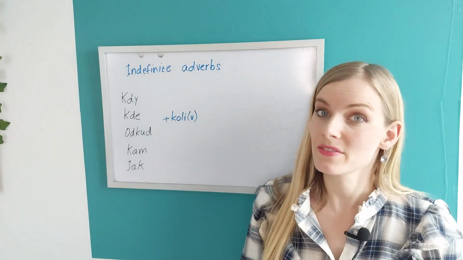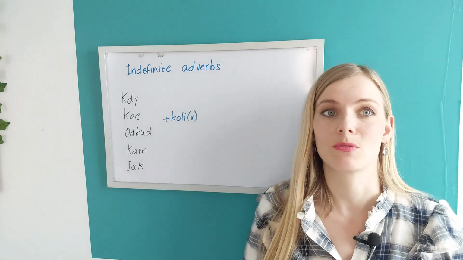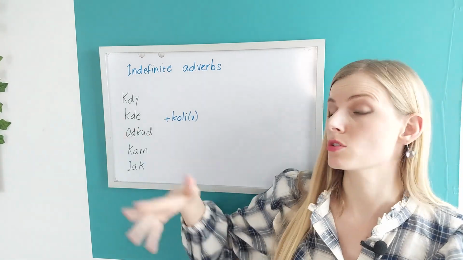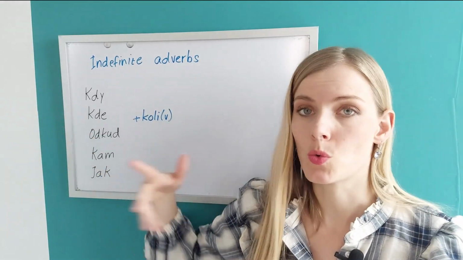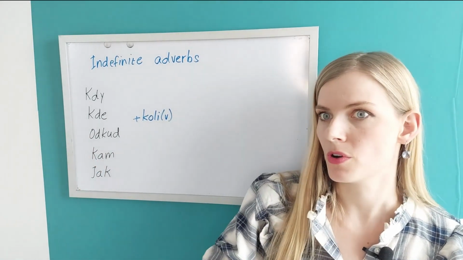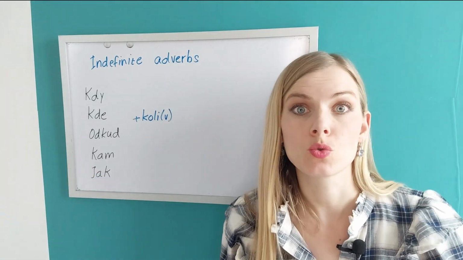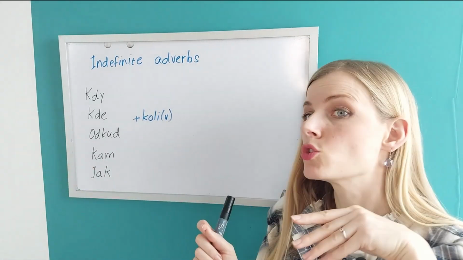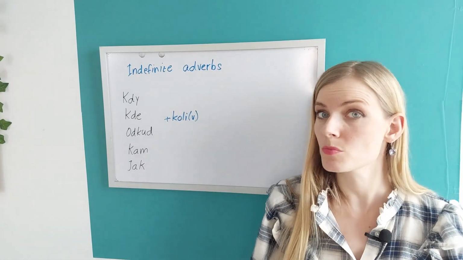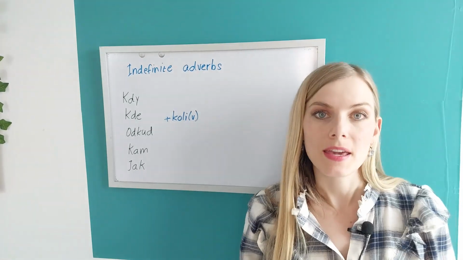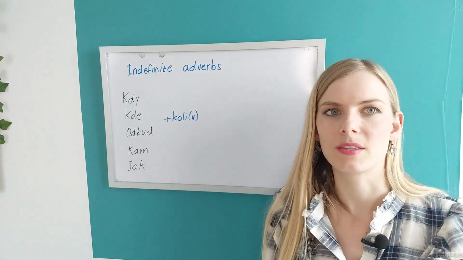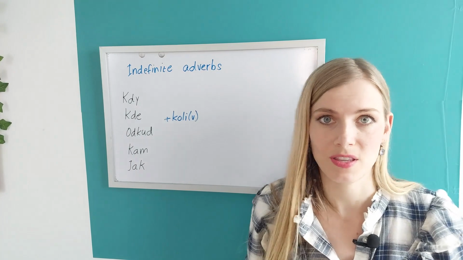Now let's take a look at adverbs, which are much easier because they don't change forms. First, let's review these question words, these adverbs that we often use in questions. Kdy, when, kde, where, odkud, from where, kam, to where, when you talk about direction, to where you're going, jak, how. And when you simply add koli or koliv, they become indefinite. So we have indefinite number of possibilities when we don't have anything specific in mind.